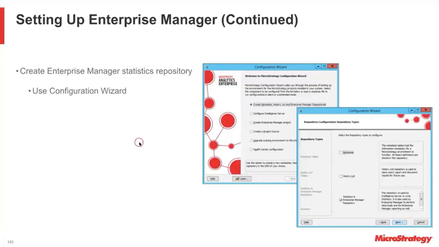Okay, so as far as setting up, as you can see, it's using the configuration manager. Normally, at the moment you're creating the metadata object, the metadata project, you use the configuration wizard and just select the same selection: metadata, history list, and enterprise manager repositories. But after you've created your metadata, this time around your choice is not the metadata or the history list. You specifically want to create a stats and an enterprise manager repository.